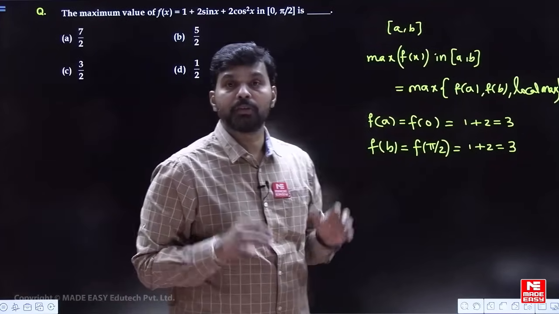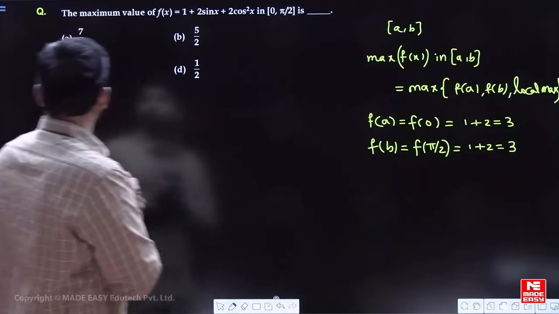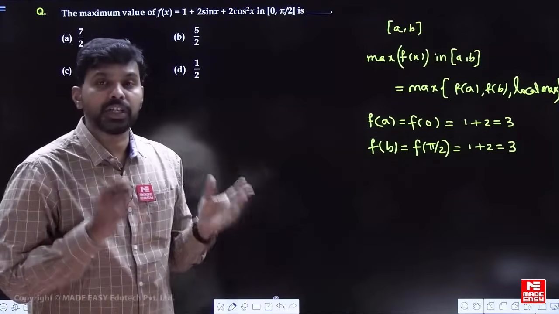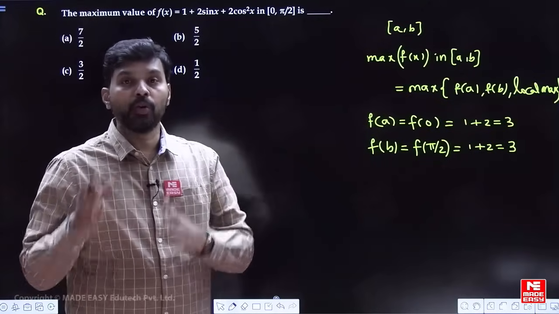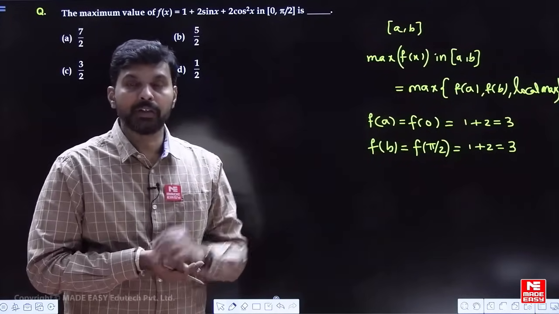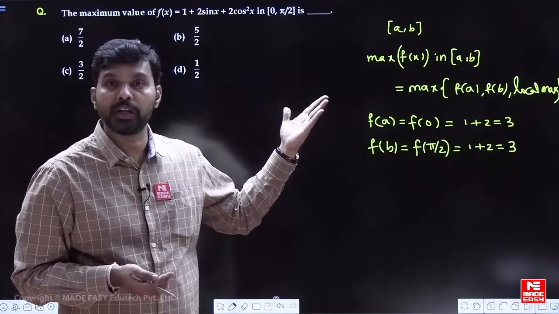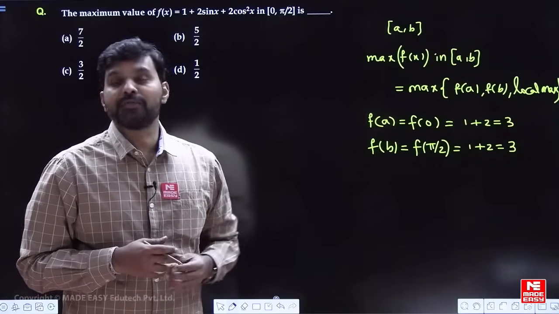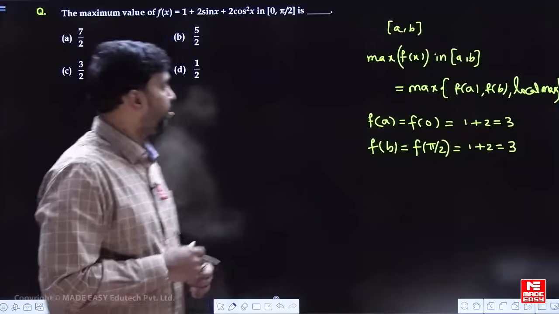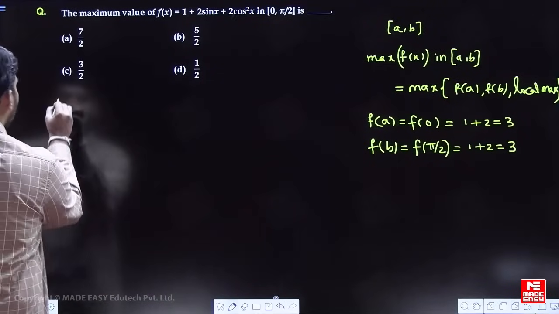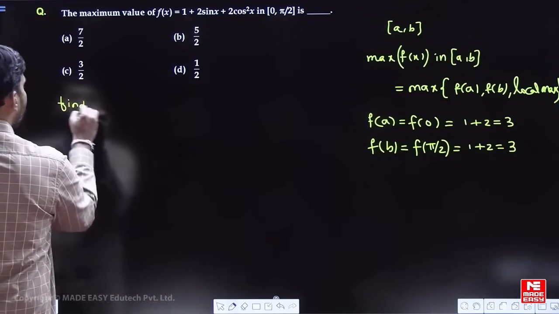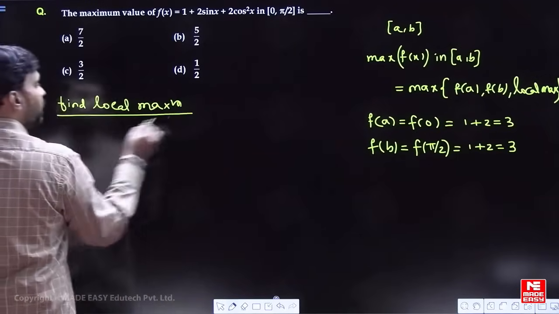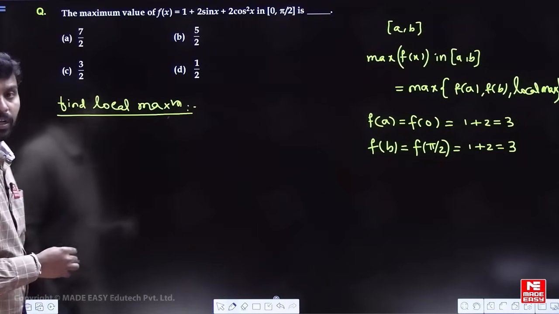Now we have to find that local maxima. To find the local maxima, we have to take the stationary point of this function. You know that local minima and local maxima exist at the stationary points. So therefore we have to find the stationary point of this function, and accordingly you have to see where the function is minimum or maximum. Okay, and maximum. Let's find out the stationary point. So find the local maxima first.